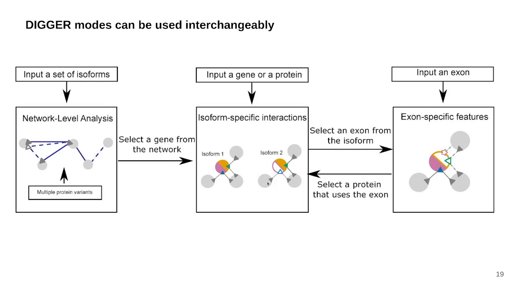So you could run all of these modes together. You could start from a set of isoforms, construct a condition-specific PPI, and if you have a specific interaction or a specific gene of interest, you could click on it and see all its isoforms, and even go to exon level and see which exon actually caused this edge to be lost or gained, depending on your condition.